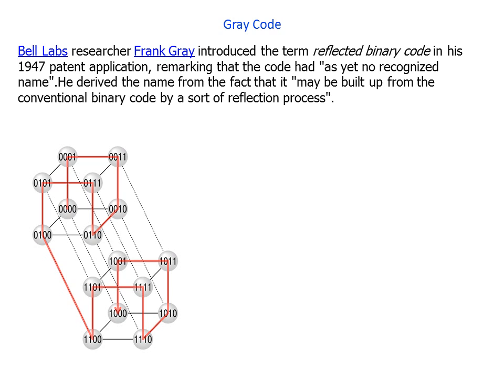Another is Gray code. Gray code is very useful in circuit designing, networking, and genetic algorithms. It was invented by Frank Gray at Bell Labs as the reflected binary code in a 1947 patent application, remarking that the code has as yet no recognized name. The Gray code is named after the inventor, Frank Gray. This is the mirror, the reflected binary code, represented by the figure.